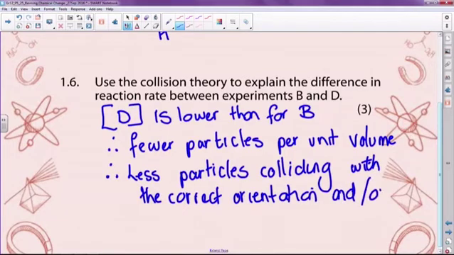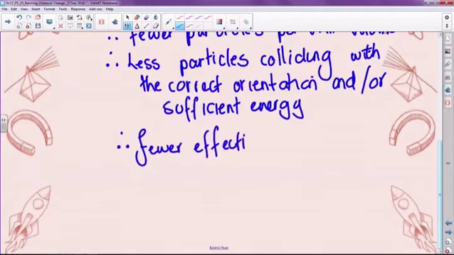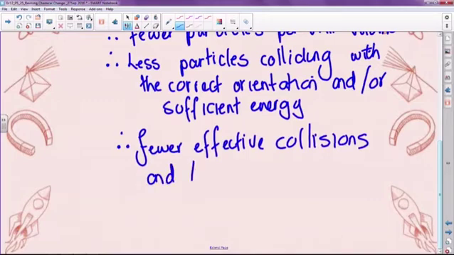And or sufficient energy, because remember both of those need to be there, okay? Therefore, there's fewer effective collisions, and the reaction rate is lower.